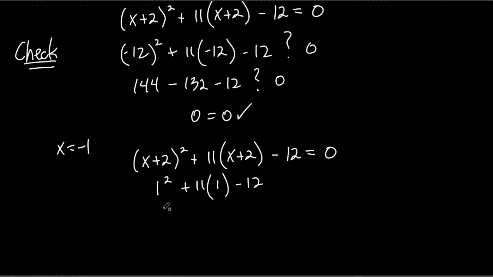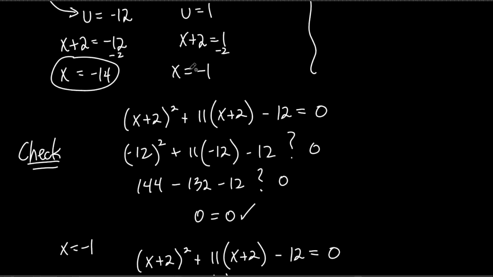1 squared is 1 plus 11 minus 12. That's 12 minus 12, which is 0. Does 0 equal 0? Of course it does. So what can we do with that negative 1? We can circle it, and then we're done.